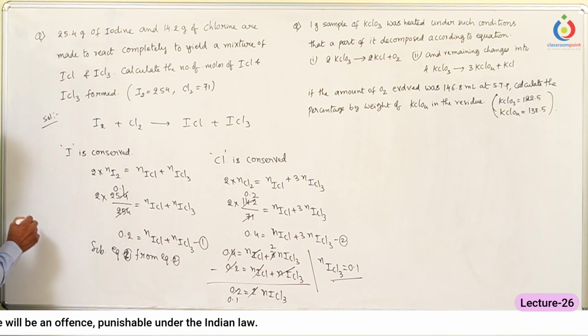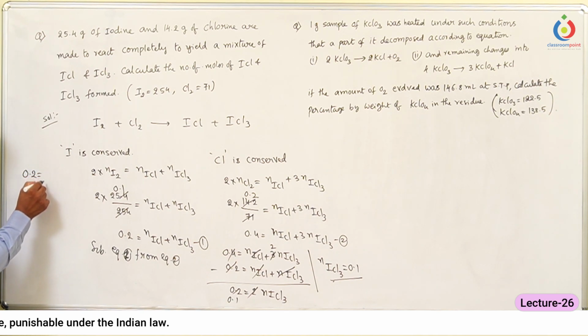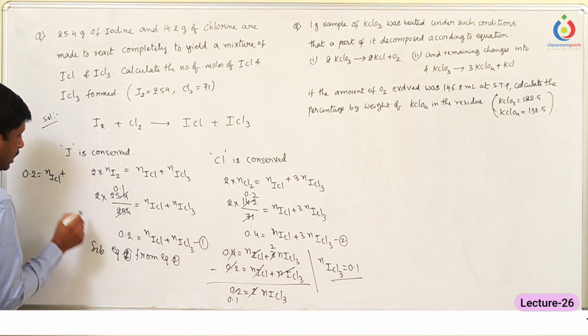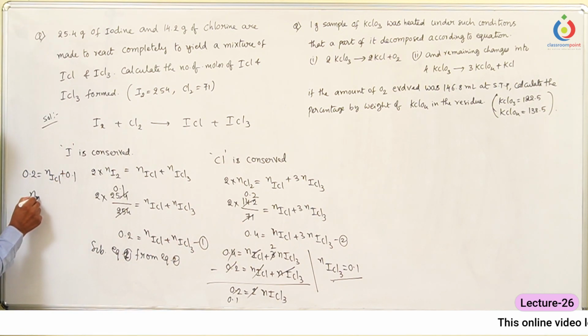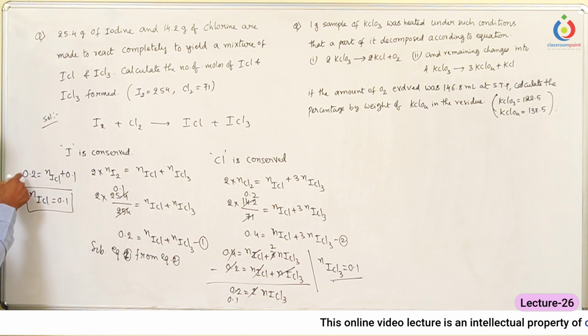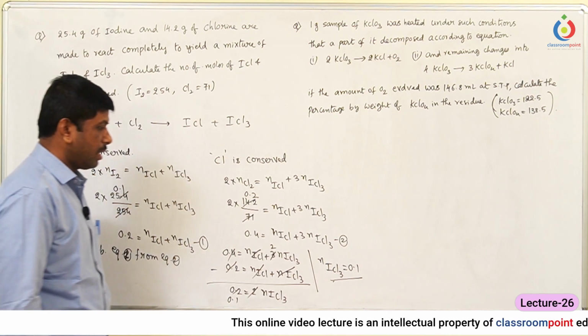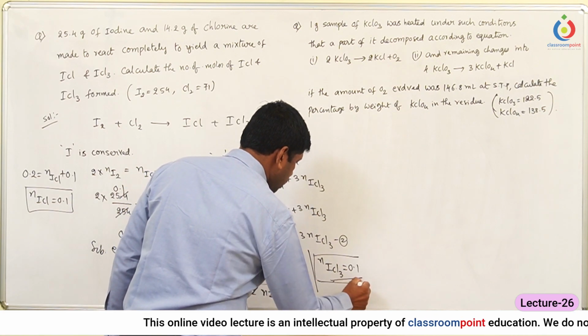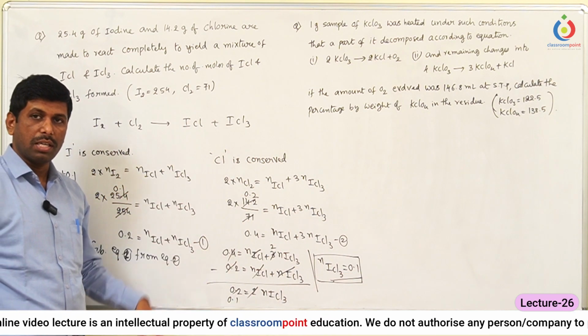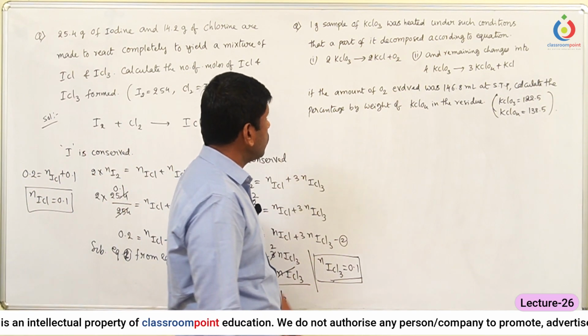So here 0.2 equals number of moles of ICl plus number of moles of ICl3, whose value is 0.1. So number of moles of ICl is also equal to 0.1, that is 0.2 minus 0.1. Like this we can calculate these questions even using the simple POAC concept. Now let us see one more question.